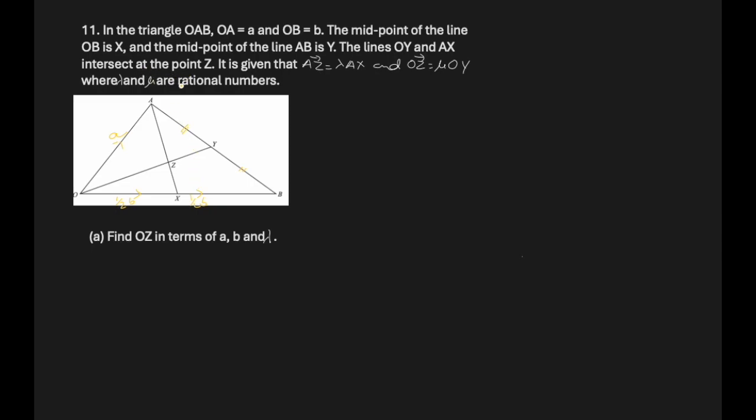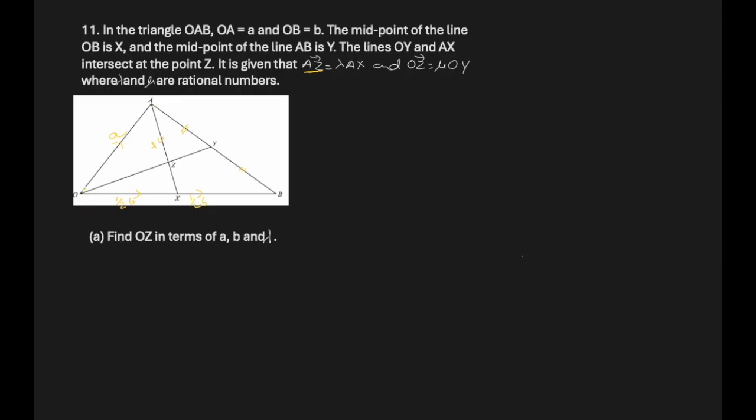Okay, AX and OY intersect at Z. That's fine. It is given that AZ is equal to lambda AX. Okay. So this is the lambda fraction of AX, and OZ is mu fraction of OY. Okay, understood. So lambda here and mu here, but this is not the length, okay? Where lambda and mu are rational numbers, find OZ in terms of A, B and lambda.